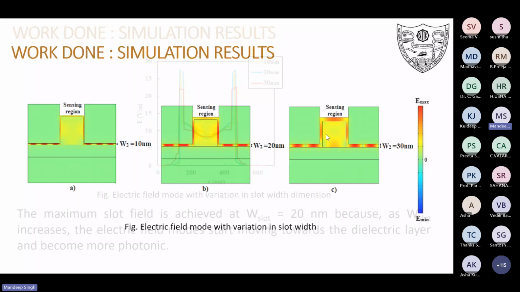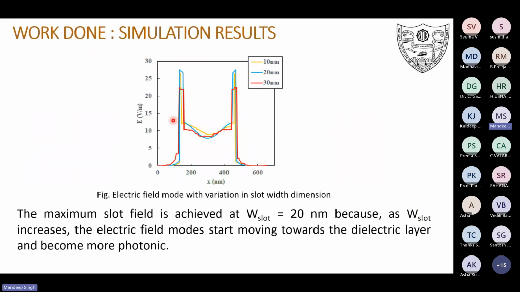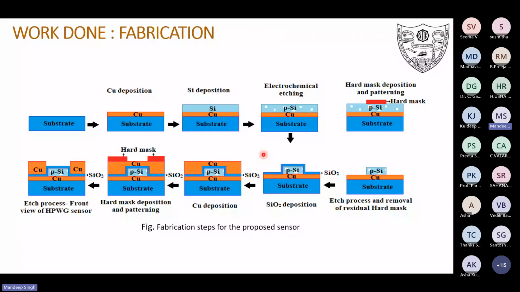So we have taken the horizontal cut and calculated the strength. So maximum we can see nearly 28 volt per meter. So we are getting that with the blue color, that is the 20 nanometer slot. So we can also do the study using the finite element method based COMSOL simulator. Okay, so the last discussion is about fabrication.